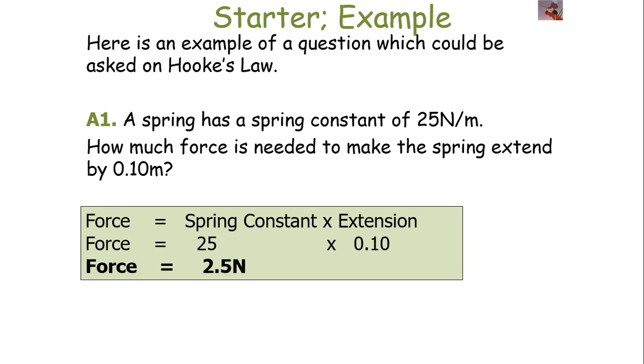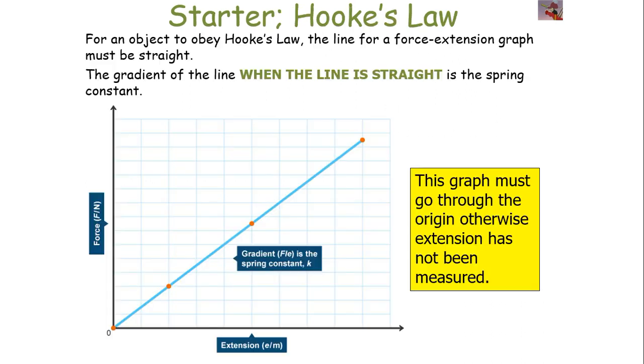A spring has a spring constant of 25 newtons per meter. How much force is needed to make the spring extend by 0.10 meters? Well, force equals spring constant times extension, so it's 25 times 0.1, which is 2.5 newtons.